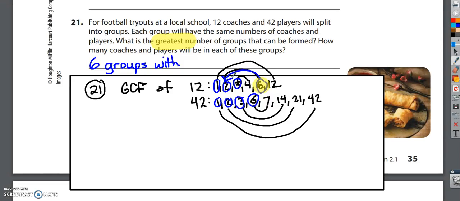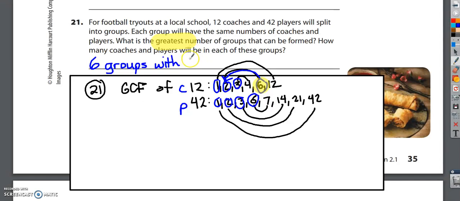It's going to be 6 times 2. So if you think about it, how many coaches, this is the coaches, I'll put a C for coaches, and this is the players. If you think about it, if you had 12 coaches and you made 6 groups, it would be 2 coaches in each group. So the partner of the greatest common factor is the second answer.